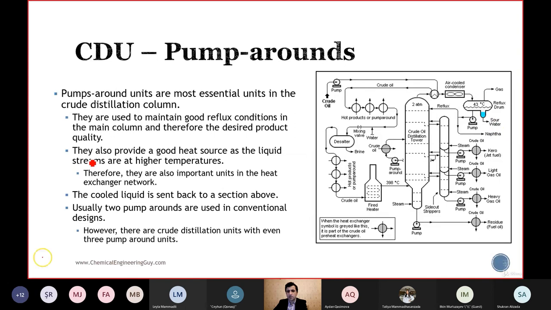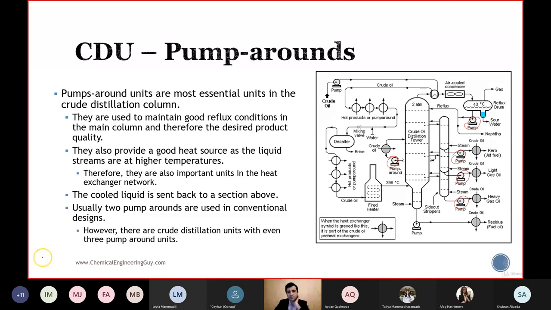The CDU pump arounds, I talked about the pump arounds, saying that we have pump around 1, 2, 3, 4, and we can also count reflux as a pump around. My question to you, why do we need pump arounds? I think, for example, we have higher pressure inside the trays and lower pressure between the reflux, and we have a pressure gradient, and to overcome this gradient, we need to pump it from low pressure to high pressure.